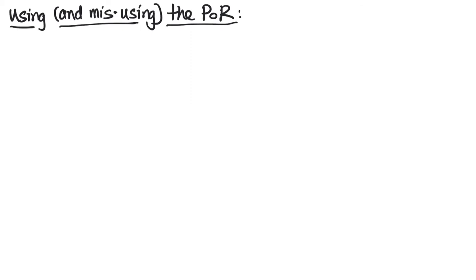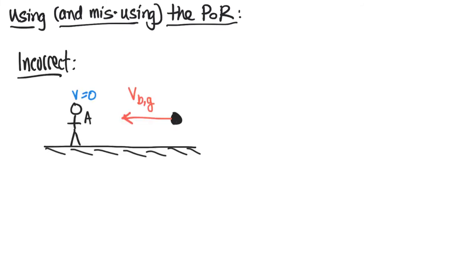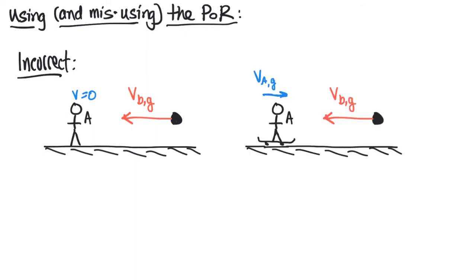So let's see how this might be used incorrectly. Let's say we have Alice standing on the ground at rest, and she's measuring the speed of a ball that's coming towards her. She's going to measure that speed. Now, what happens though if Alice starts moving towards the right? So we'll put Alice on a skateboard, and Alice is now moving to the right. Is she going to measure the same speed for that ball?